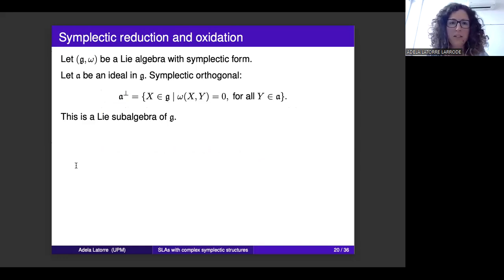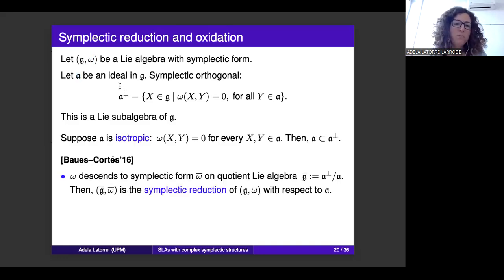This method is based on the symplectic reduction and oxidation developed by Bazzoni and Cortés, which I will briefly present here so that you can see the main difference with the complex symplectic case. If we start with an algebra with a symplectic form, at this point no complex structure at all, we take an ideal and we consider the symplectic orthogonal. The symplectic orthogonal is not an ideal, it's just a subalgebra. But if we suppose that the ideal is isotropic, meaning that we take any two elements of the ideal and plug them into the symplectic form, the form vanishes, then the ideal is contained in the symplectic orthogonal and we can perform this symplectic reduction.